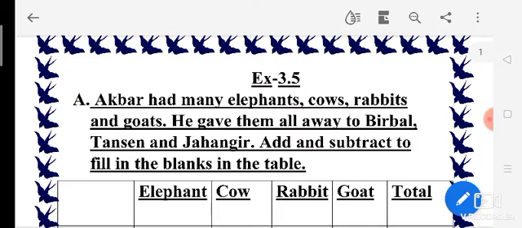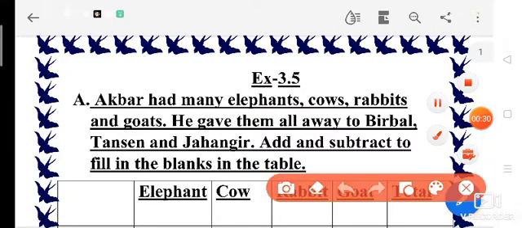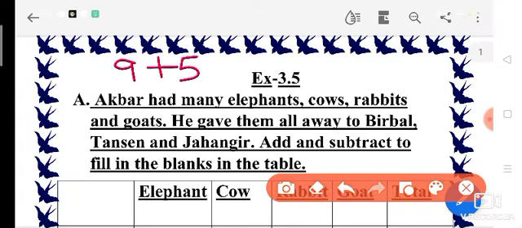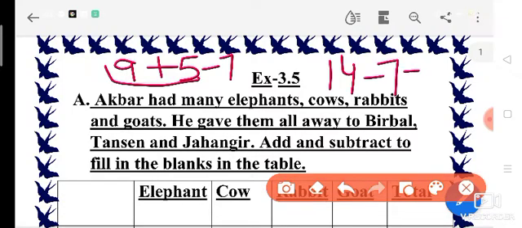Suppose I am taking single digit numbers first. Suppose there are three numbers like 9 plus 5 minus 7. Firstly we have to do addition. So 9 plus 5 is 14, and then minus 7, so it is 7 only. Same way we will proceed for 2 digit and 3 digit.